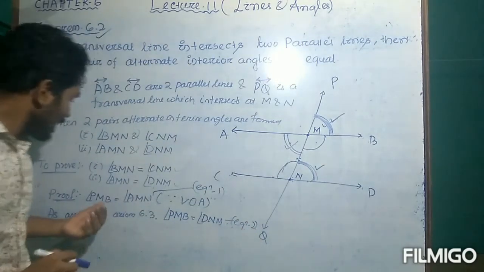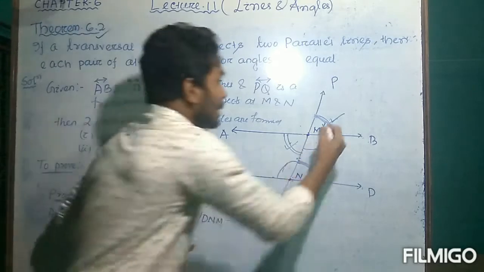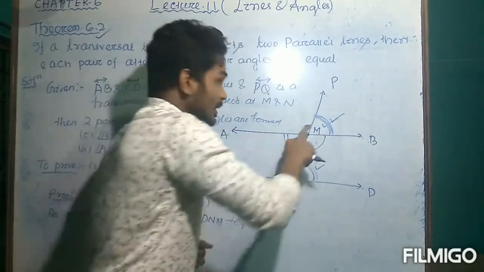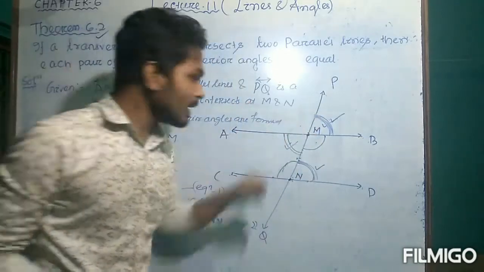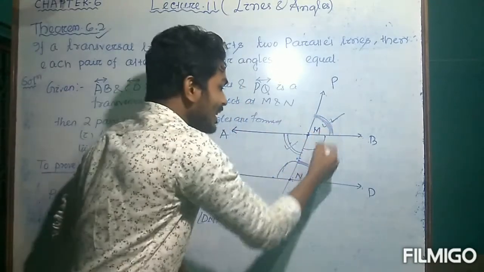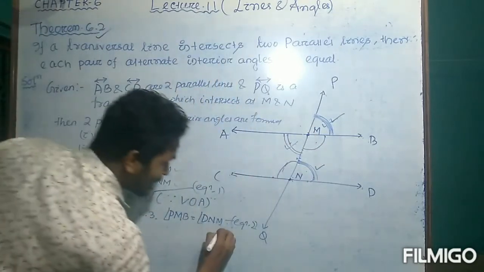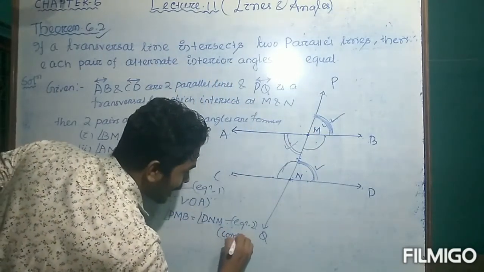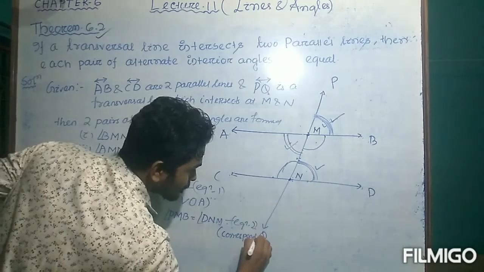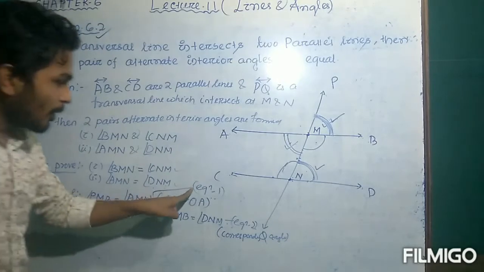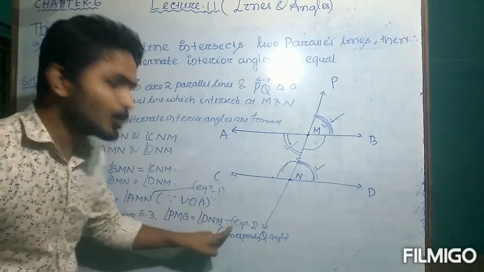Okay, first we take PMB is equal to AMN. These two are vertically opposite angles, so they are equal. Second, we have taken that this angle is equal. Why? Because they are corresponding angles. You can write the reason: corresponding. Right? So now you have to compare these two equations.